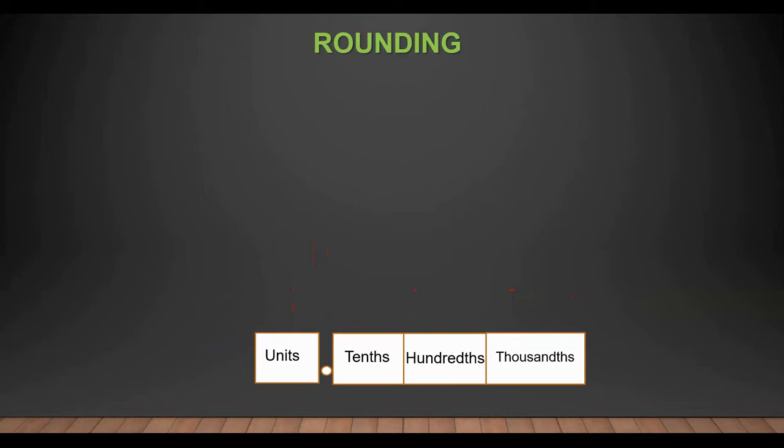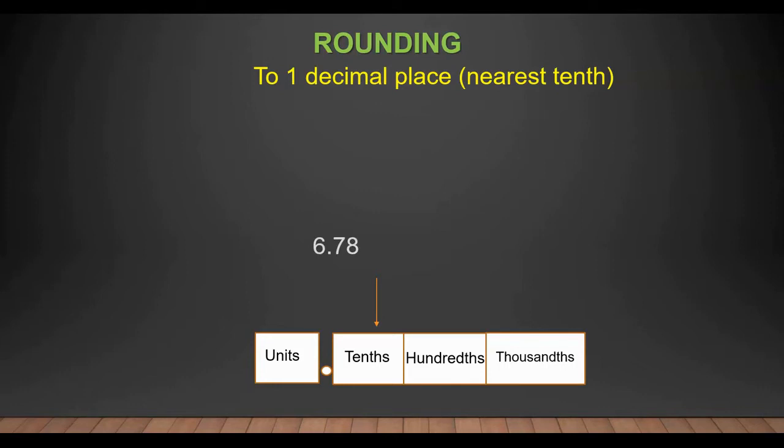Hi, today I am going to be showing you how to round off numbers to the nearest decimal places. So first we're going to do the rounding to one decimal place or the nearest tenths. Our number will be 6.78. So 7 is on the first decimal place and we need to decide whether to round it off to 6.7 or 6.8.